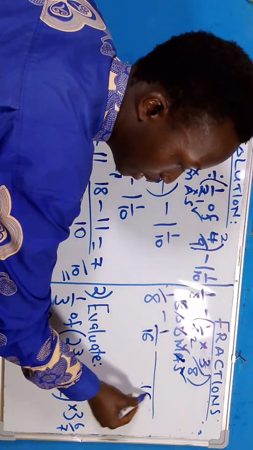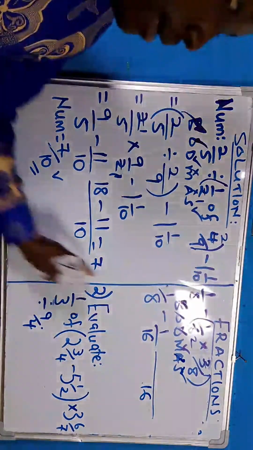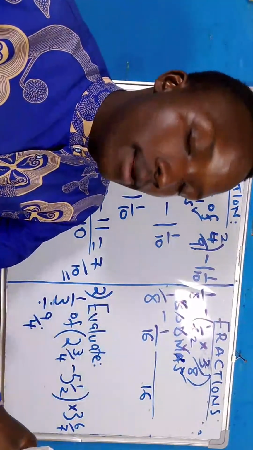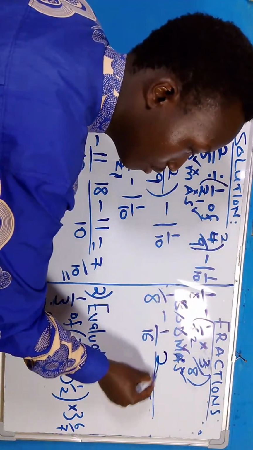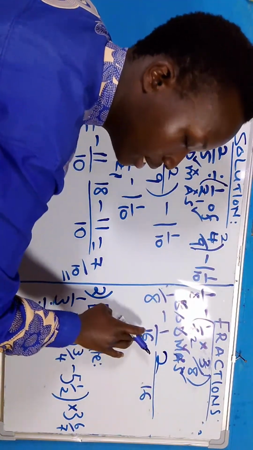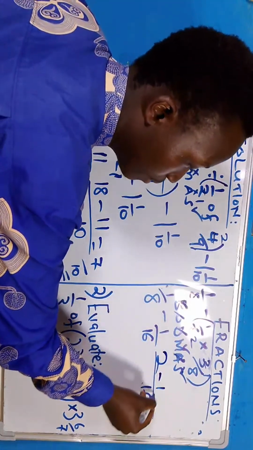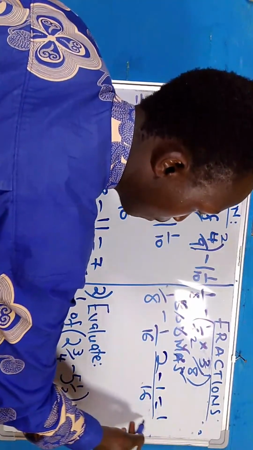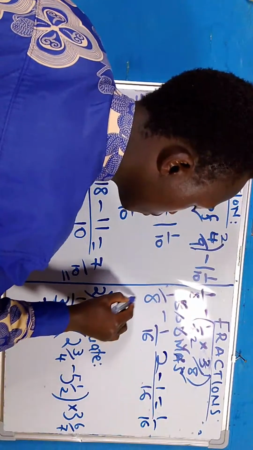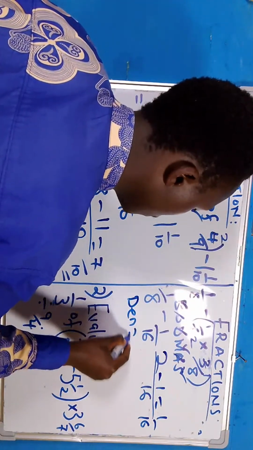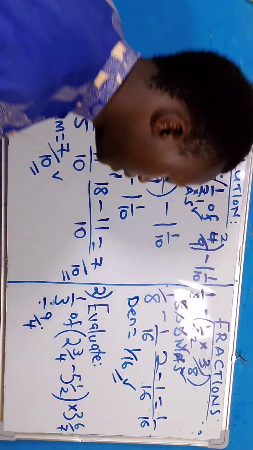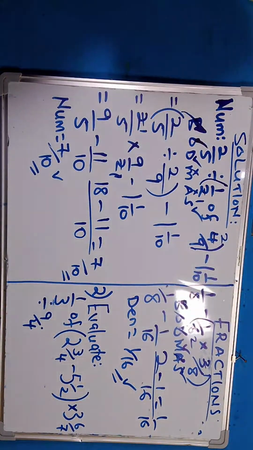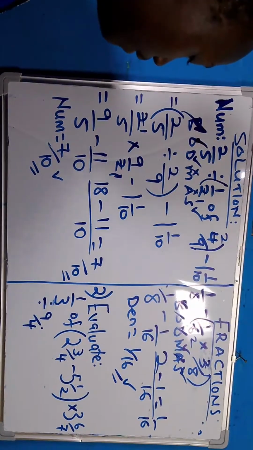So our LCM is 16. The LCM of 8 and 16 is 16. So we will have 16 divided by 8 is 2, 2 times 1 is 2. 16 divided by 16 is 1, 1 times 1 is 1. So 2 minus 1 is 1 over 16. So our denominator is equal to 1 over 16. So when we get our denominator as 1 over 16, we will now proceed to finding our final answer.